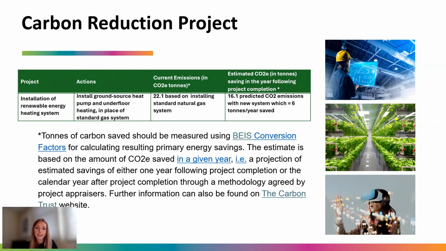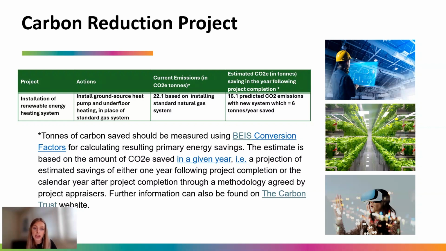A question in the application form is looking at carbon reduction, and this question is asking you directly what aspect of your project is focusing on decarbonising your operations. So here you will fill out the table, which looks like this in the application form. This is an example that has been given. So here the example is the installation of a renewable energy heating system.